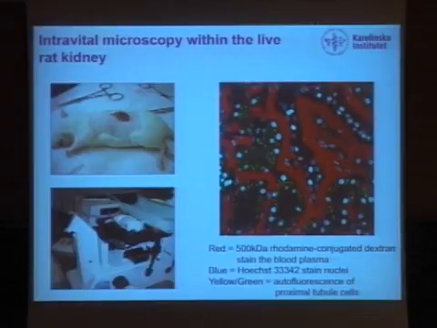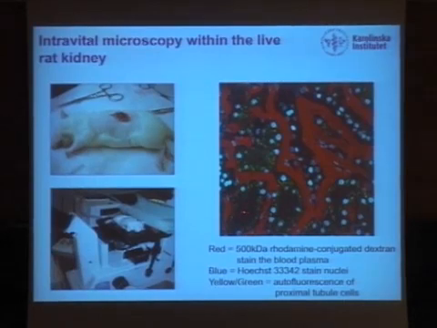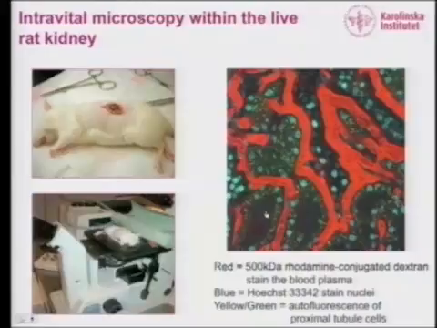In blue, we have added Hoechst in this case to reveal the nuclei of the cells. And in yellow-green, you see the autofluorescence of the proximal tubule cells. For instance, here is one proximal tubule, so here are the cells, and this is the lumen where the primary urine is flowing. In real time, it looks like this, so the black streaks that you see moving are the red blood cells moving through the system.